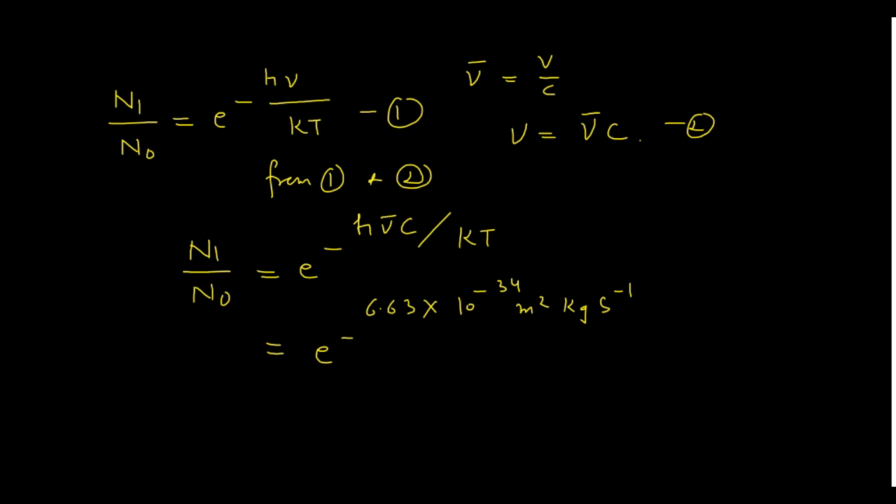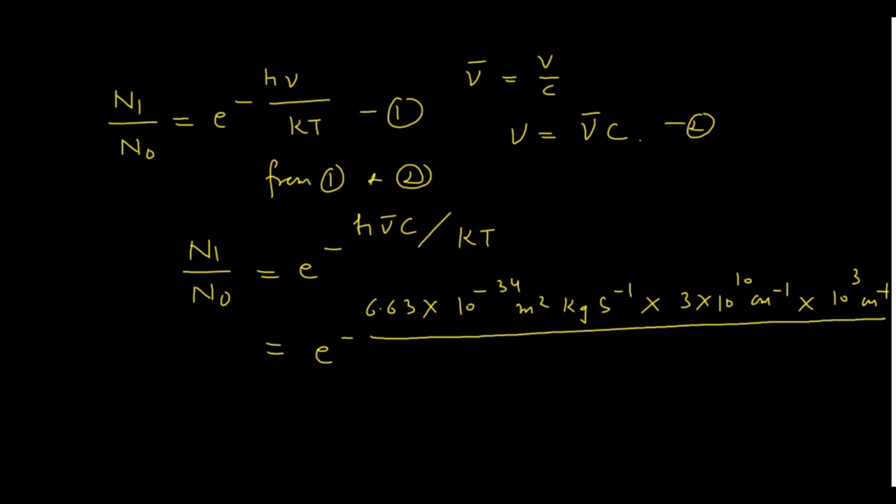And then you can put the speed of light here. Speed of light I can write as 3 times 10 raised to the power 10 centimeter per second. And nu bar value is generally 10 raised to the power 3 centimeter inverse. It is given. And this should be divided by k, which is your Boltzmann constant, and this is what?